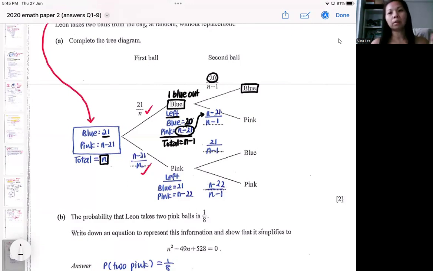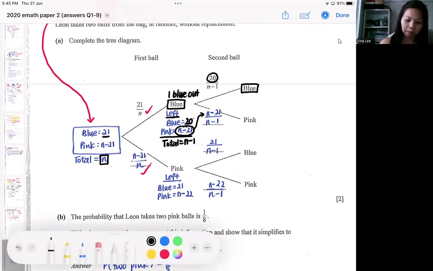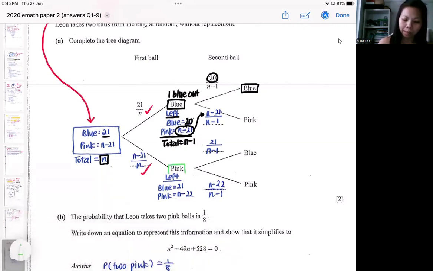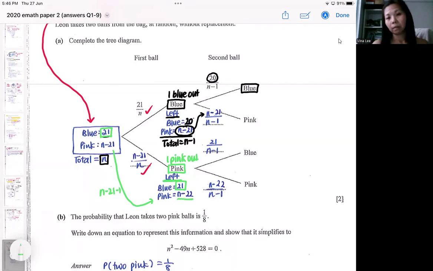In any question, we have the common sense to think, what happened after you take that one out and it's not being replaced? The same thing happened here. If one pink is taken out, how much are you left with? From the 21 blue, it should still be 21, because there's no change in the number of blue. From the pink, you subtract 1 away, and that's how you get n minus 22. The total also changes. You get 1 lesser, so the total is n minus 1.